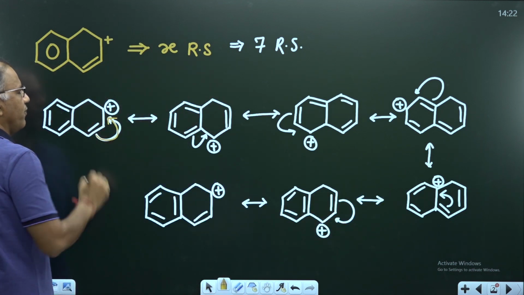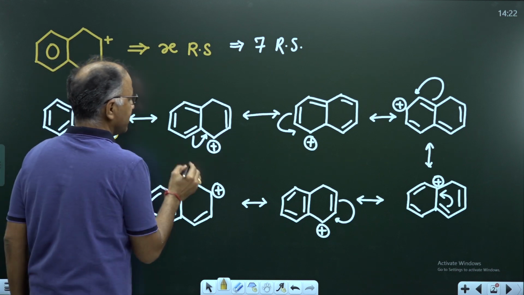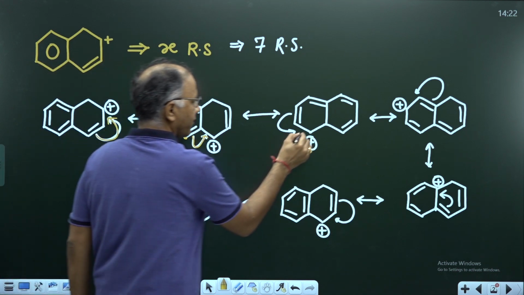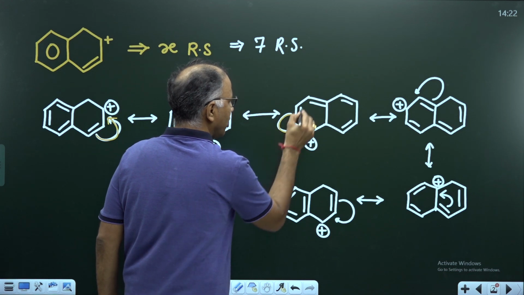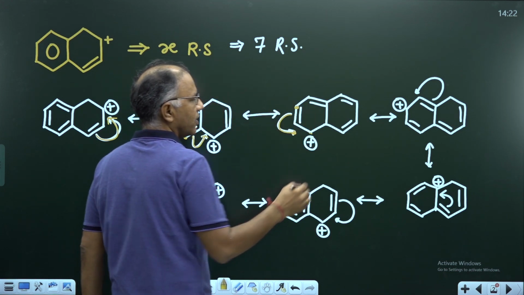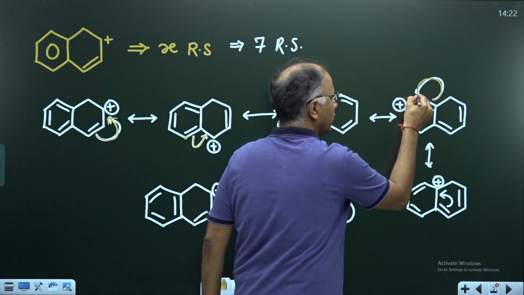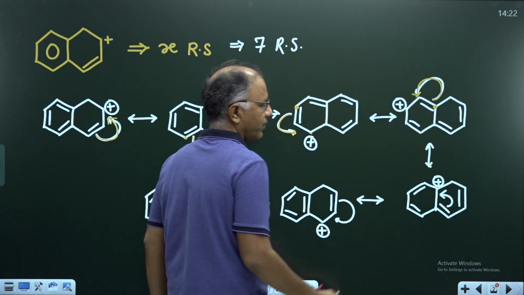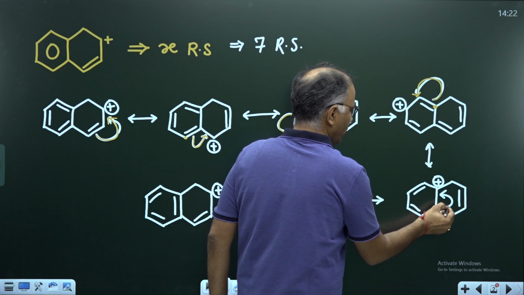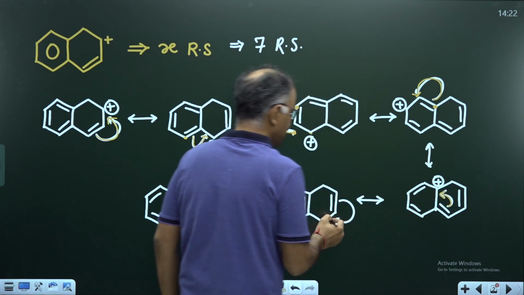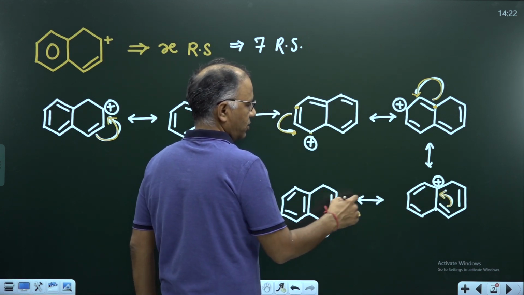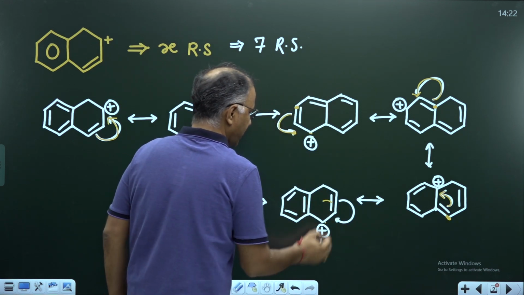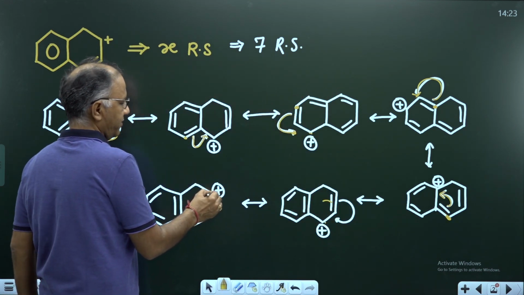This is the movement of the pi bond. There will be a positive charge here. Then again I will move this pi bond. Then the positive charge will come here. Again I will move this pi bond. The positive charge will come here. Again, if I move this double bond in conjugation with the positive charge, it will come here. Now again I will move this pi bond, then this is the positive charge. Got it? If I move this pi bond, then the positive charge comes here.